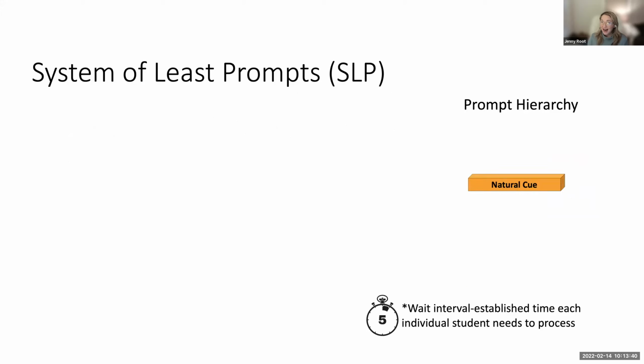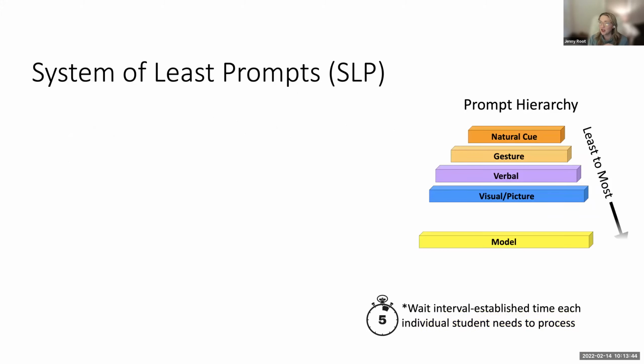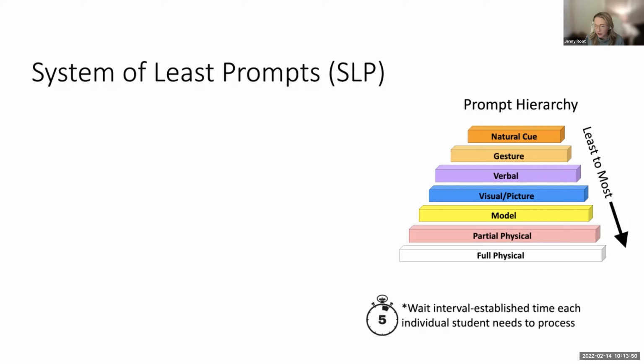So it is a prompt hierarchy. So initially, we just want that natural cue. They see a question or they are asked a question. There's a question on their worksheet, perhaps. And then if they don't respond or they're incorrect, we go to more and more assistance, more intrusive.